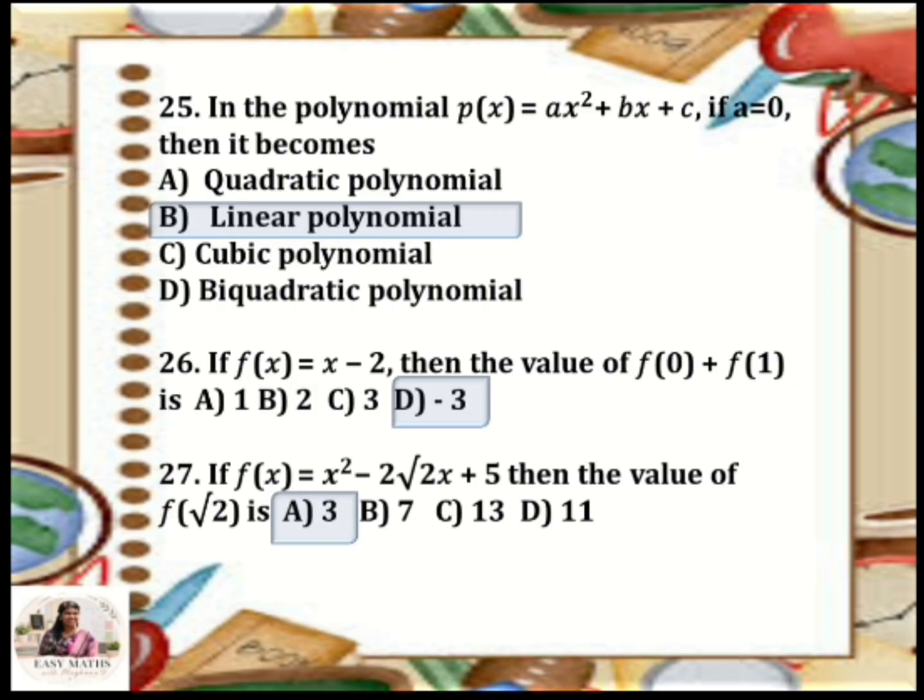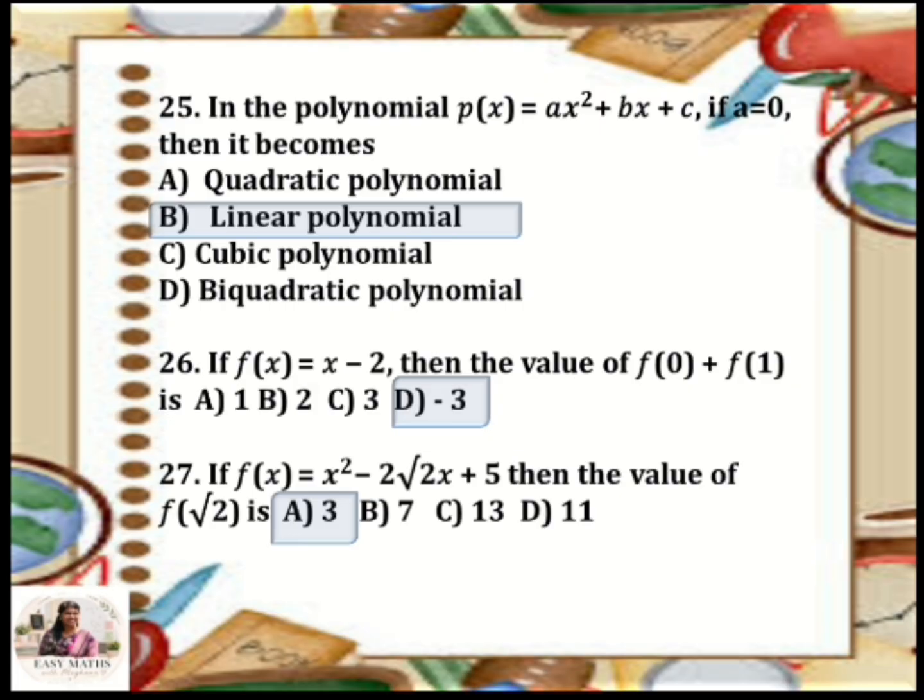Question number 26. If f of x is equal to x minus 2, then the value of f of 0 plus f of 1. Here we have to solve separately f of 0, that is we have to substitute x is equal to 0. So 0 minus 2. Then f of 1 is equal to 1 minus 2. Then the two values of f of 0 and f of 1 should be added. That is minus 2 minus 1, minus 3 is the correct answer. So option D is the correct answer.